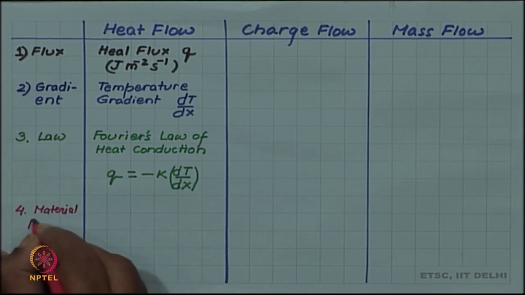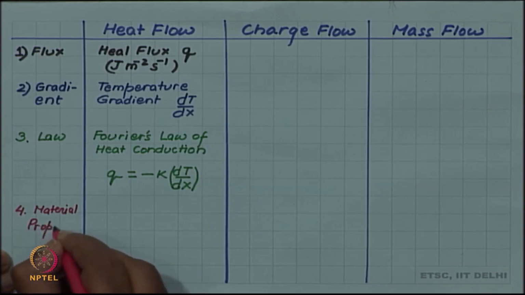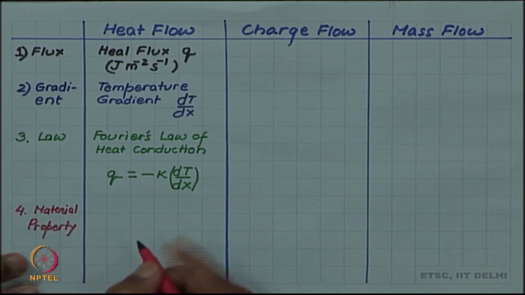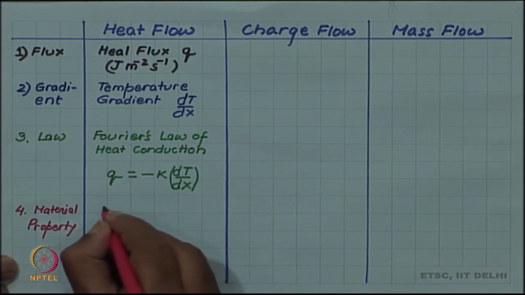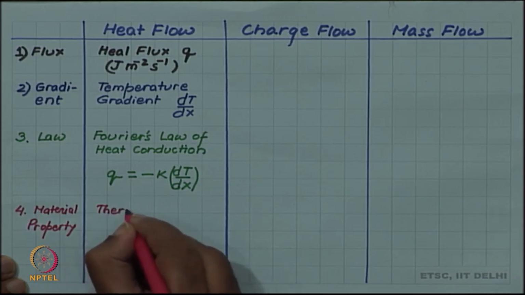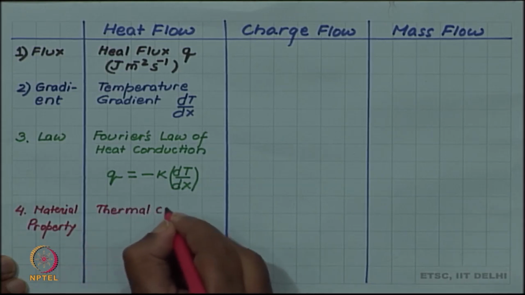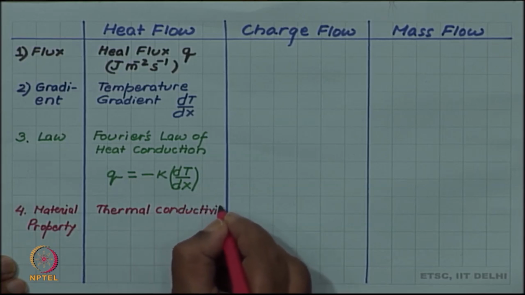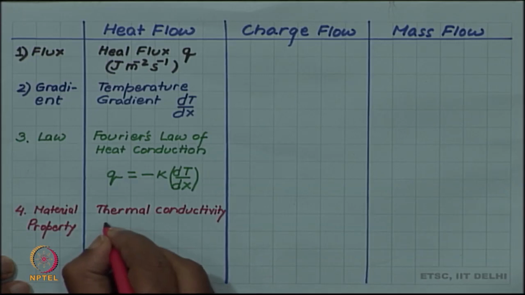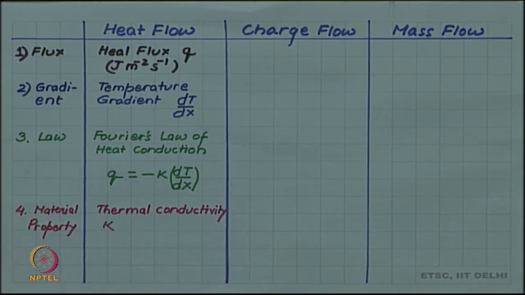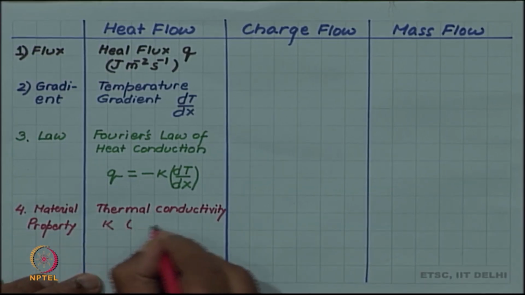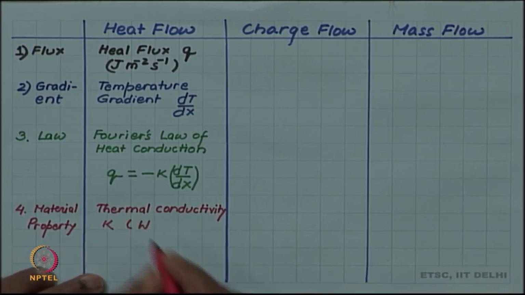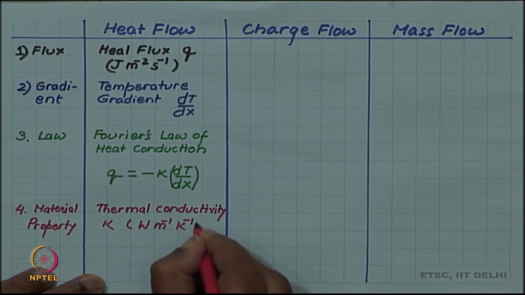So, the material property is thermal conductivity, kappa, which has the units watts per meter per Kelvin.